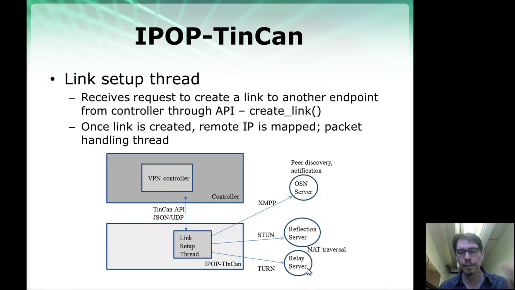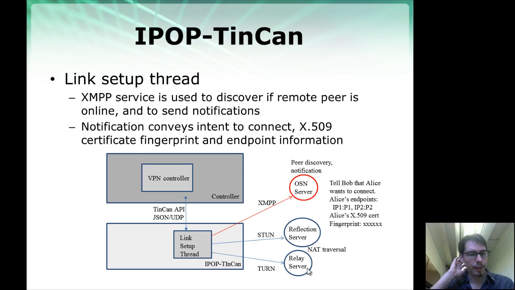So let's take a deeper look into how a link is established. The link setup begins by using the XMPP service to tell the other peer that a link is requested. Let's say that this is Alice, and Alice got a message with a virtual IP address that maps to Bob, but there's no link with Bob yet. So the first thing that Alice is going to do is ask the XMPP server to deliver a message to Bob that says, I'm Alice, I want to connect with you.